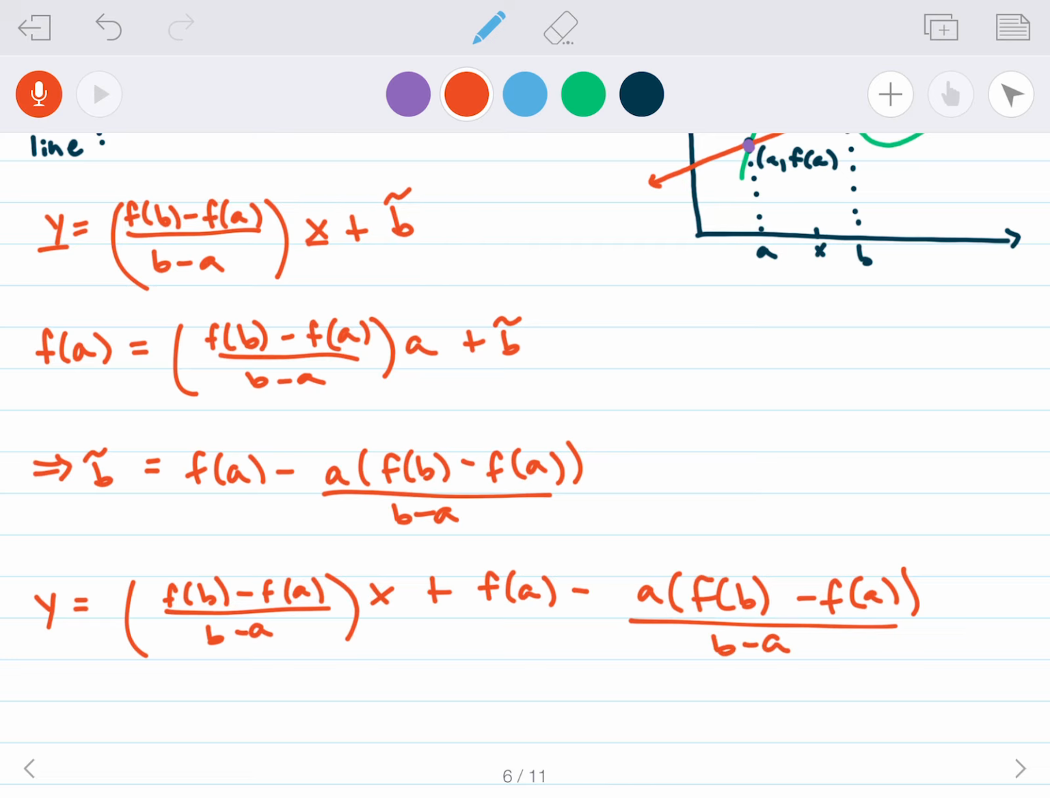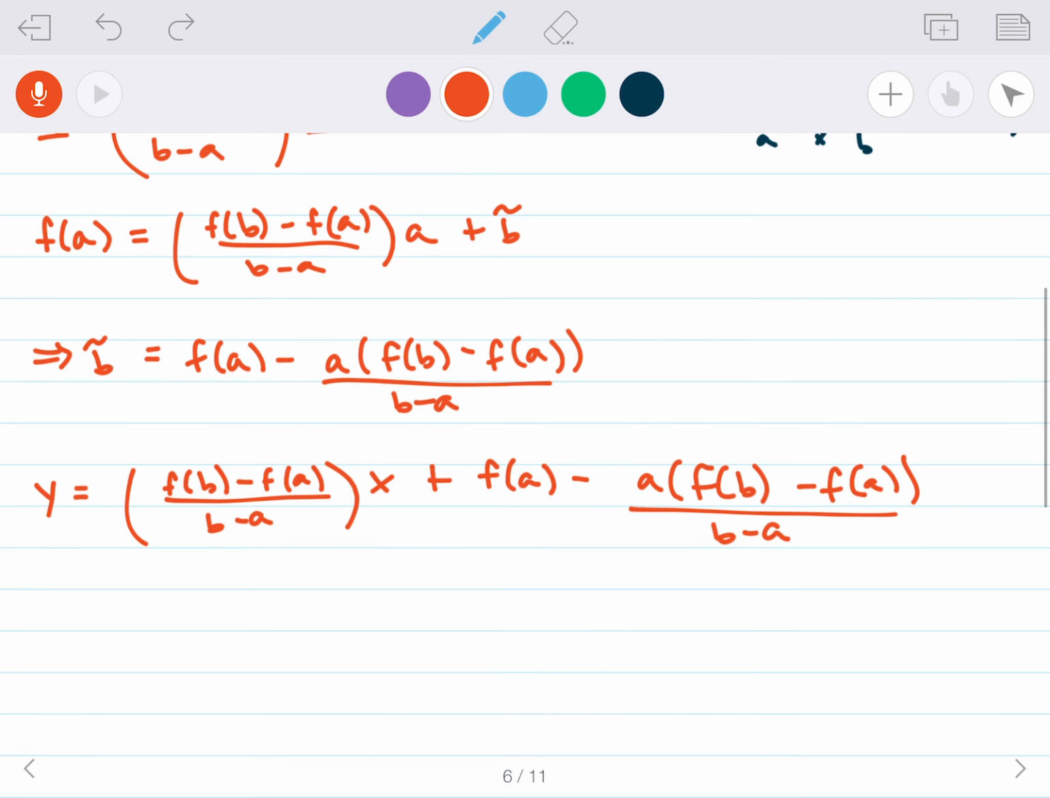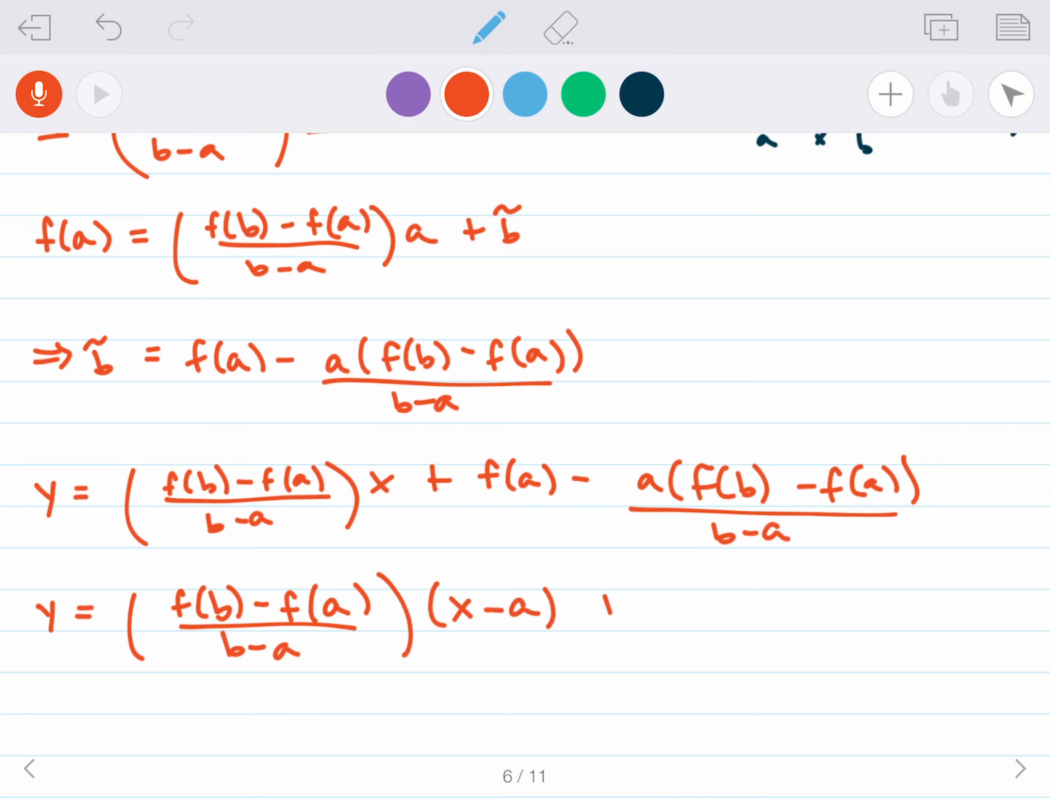Okay, and I can go ahead and do some factoring here. I can factor out an x minus a from this guy that has that in common. So if I pull that out, I'm left with, okay, so this is the equation of my secant line.